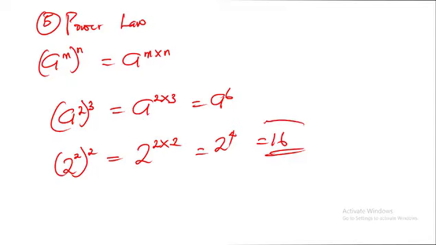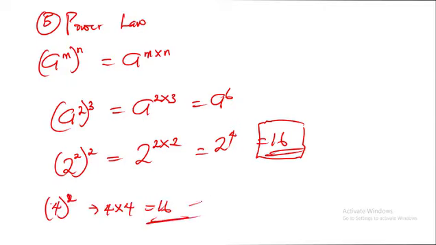Let's confirm if it is correct. We got 16 here. For this, we have 2 raised to power 2, which is 4. 4 squared means 4 times 4, which is equal to 16, which we just got in the first example. So these are the basic laws of indices. To refresh your memory on what we've done so far, take the test on the screen.